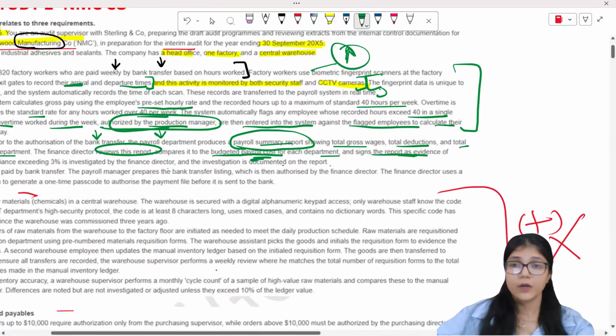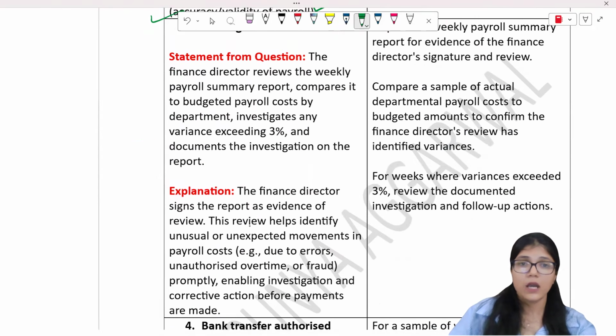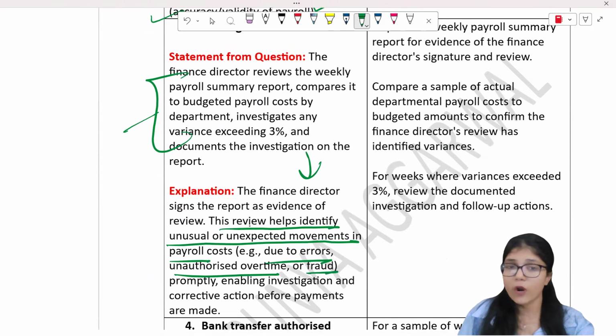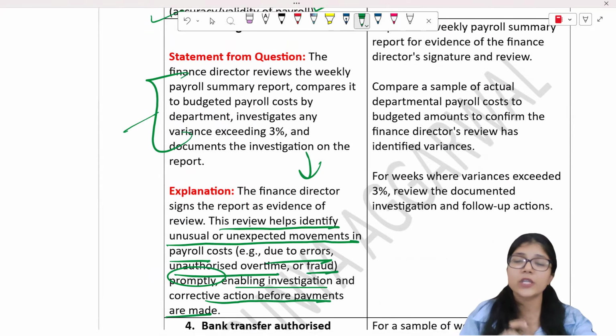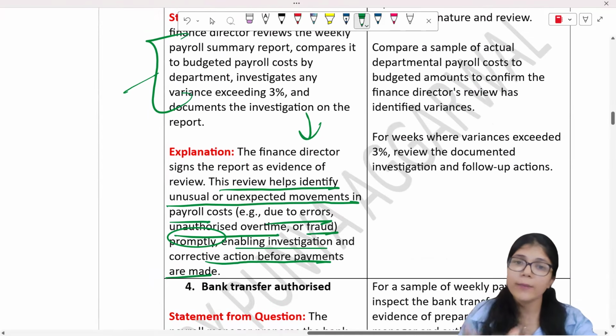Okay. So let's move to the answer. See, I've copy pasted the statement from the question. The finance director signs the report as the evidence. This review helps identify unusual, unexpected movements in payroll due to error, unauthorized overtime, or fraud promptly. That means timely, enabling investigation and corrective action before payments are made. So before you actually make the payments, if there are any differences or changes you want to make, you can make them beforehand, before you actually pay your employees.